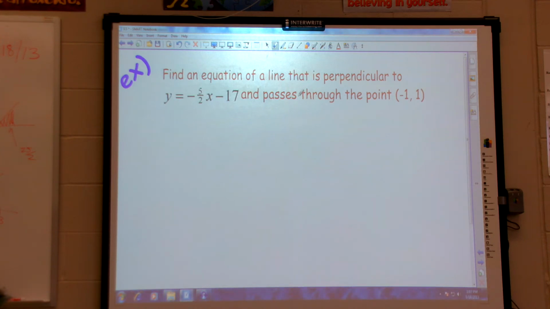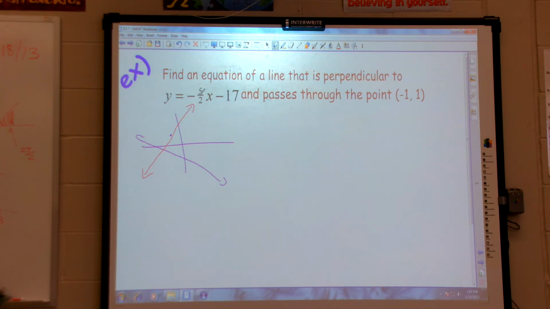Okay, once again, I'm going to draw a picture to make sure we understand what's going on here. I have a line somewhere like that, and I have a point, negative 1, 1. But instead of a line that's parallel, I want a line that's perpendicular, but it has to go through that point. You understand what's being asked?